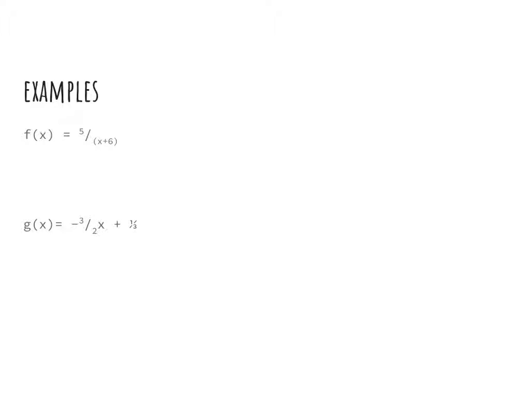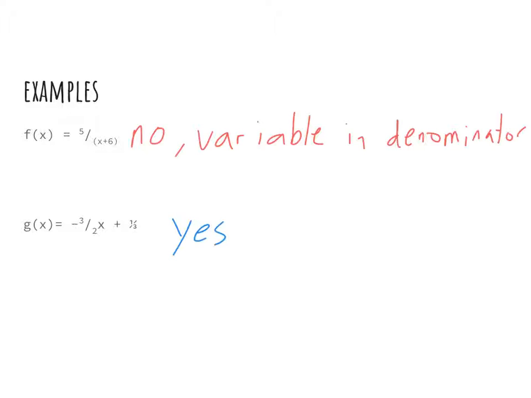Go ahead and pause the video and determine whether these two are linear functions or not before hitting play and seeing how you did. First one, we got 5 over x plus 6. This is not a linear function because we have a variable in the denominator. Second one, negative 3/2 x plus a third. That is a linear function because again the x is not on the bottom of the fraction. It is just being multiplied by negative 3/2.